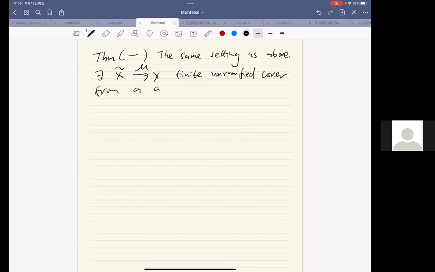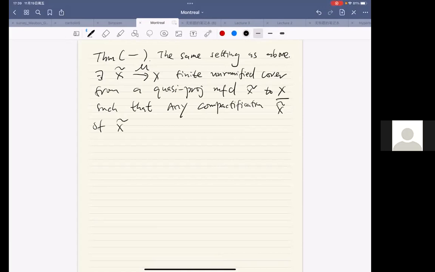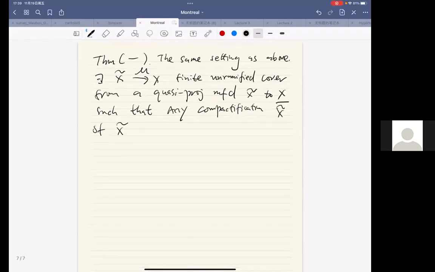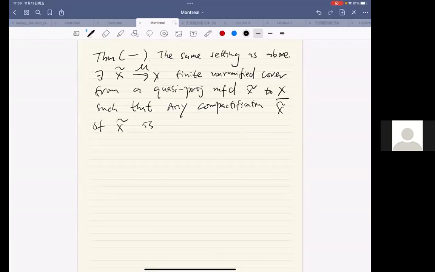from a quasi-compact, quasi-projective manifold X theta to X such that not only X theta is hyperbolic, but any compactification, a projective compactification X theta bar of X theta, is also pseudo Picard hyperbolic.